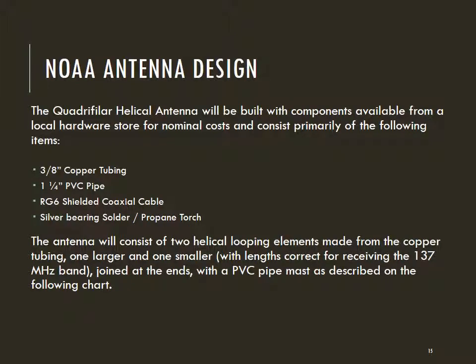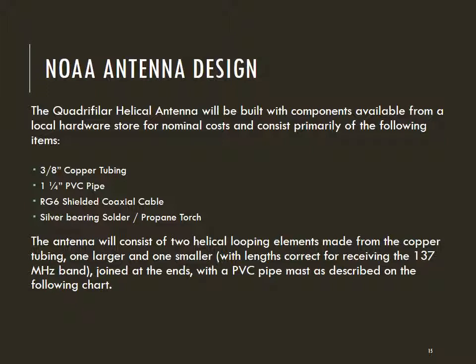The next step is our antenna design. We have to select an antenna type that is capable of receiving right-hand circular polarized signals. For this we have chosen the quadrifilar helical antenna. The antenna elements will be made from 3/8 inch copper tubing connected to an RG6 coaxial cable mounted on a PVC pipe mast. All of these items are available for purchase at a local hardware store.